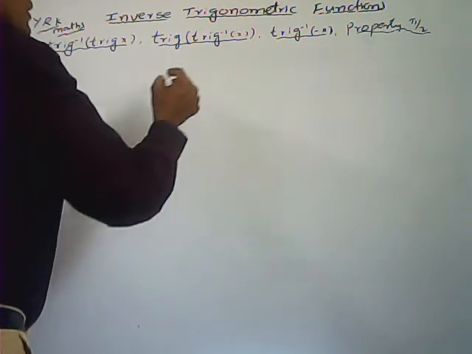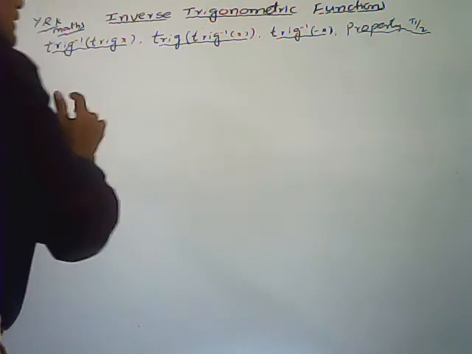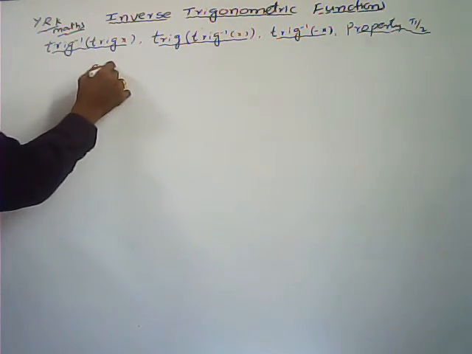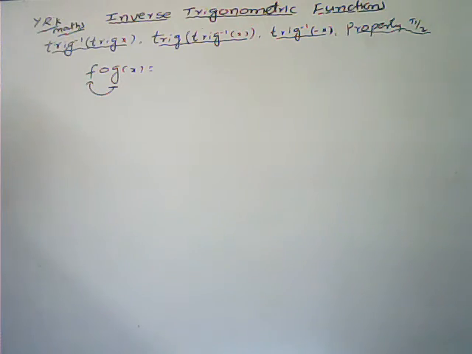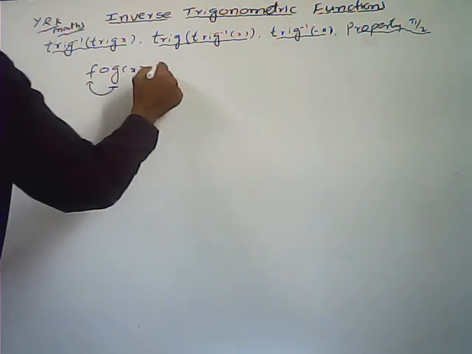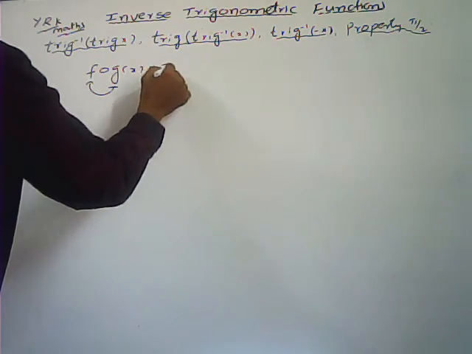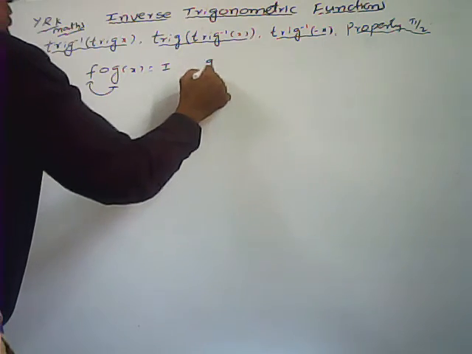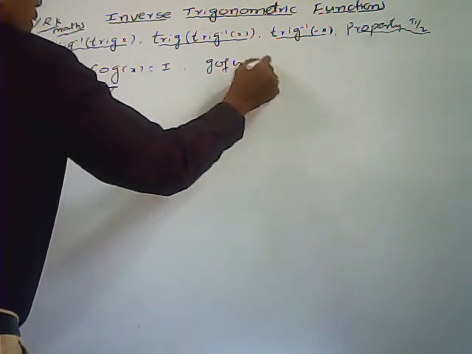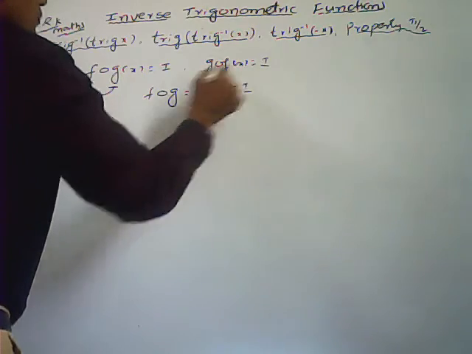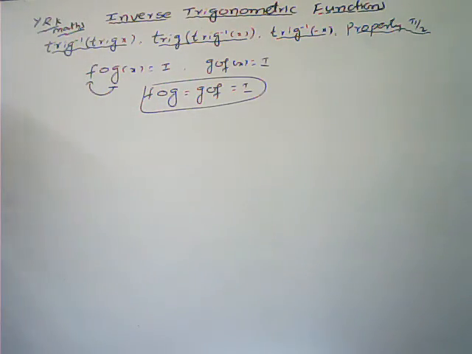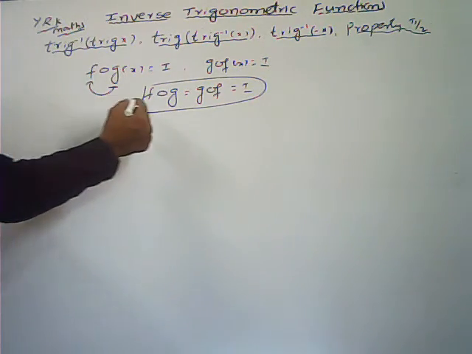If f is a function and that is bijective, see here, if g is the inverse of f, then f circle g of x equals the identity function, and g circle f of x equals I. So here we can write g circle f is equal to f circle g is equal to I. If g is the inverse of f, or f is the inverse of g, then the composite of these two functions gives the identity function.